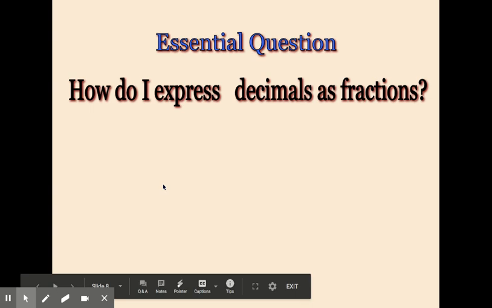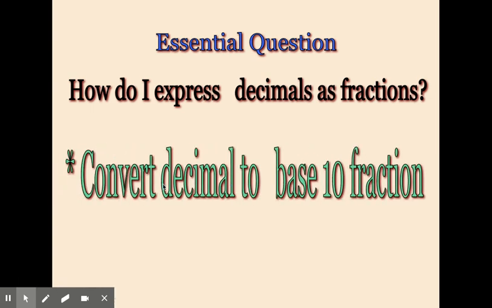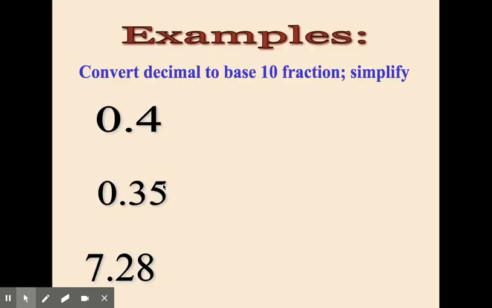How do I express decimals as a fraction? Convert decimals to base 10 fractions, and then simplify. Example, 0.4. Well, 0.4 is really 4/10. And then 4/10 can reduce to 2/5. Where did I get the tenths? I read it here. It goes tenths after the decimal, then hundredths, then thousandths, then ten-thousandths. So this is 4/10. Rather than reading it as 0.4, I read it as 4/10.